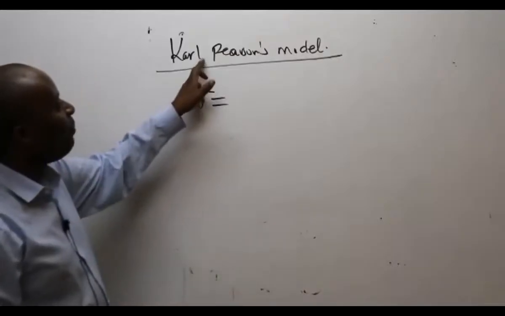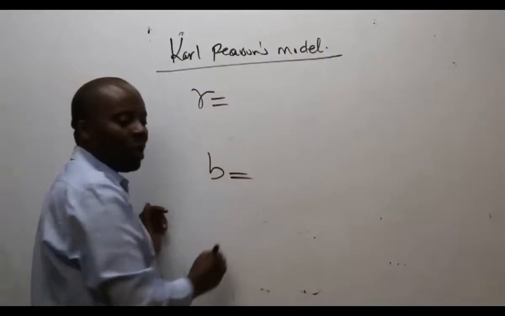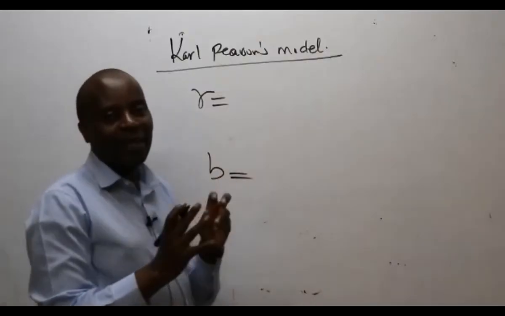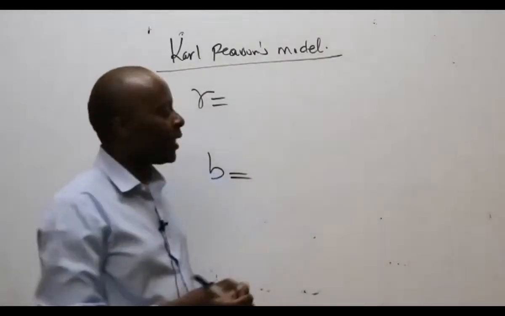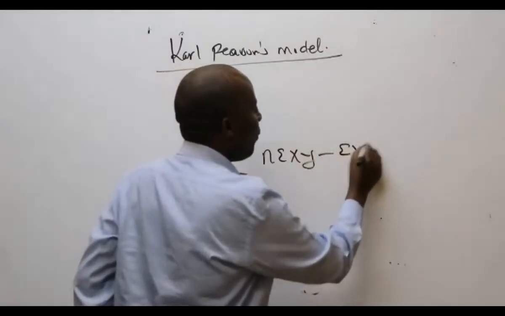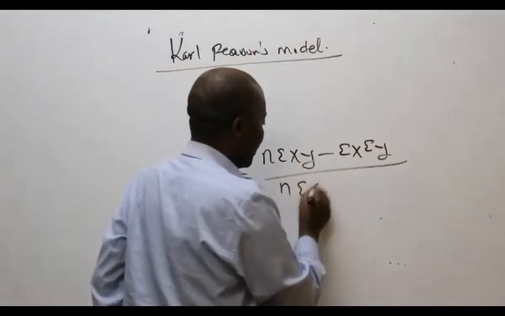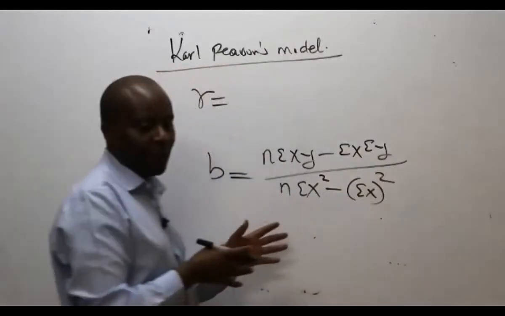Anytime they mention Karl Pearson's model R, first of all, I'll be forced to remember the formula of getting B, because there is quite a big relationship between B and R. And B is something I will never forget. I know that B equals n summations of xy minus sum of x, sum of y, all over n summations of x squared, minus bracket sum of x squared. You have to cram this the way I've crammed it myself.